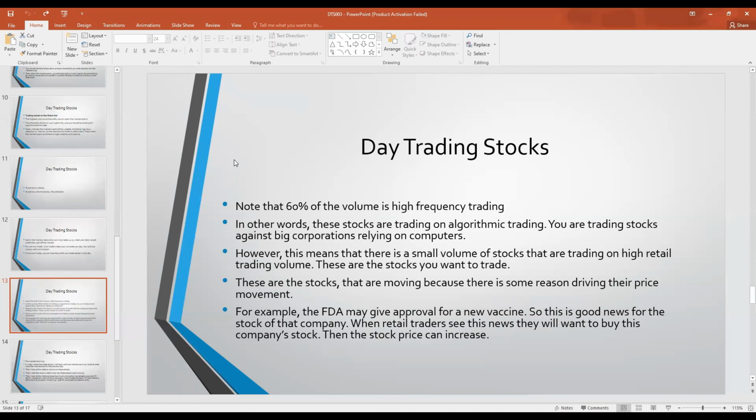These are stocks that are moving because there's some reason driving their price action. There's some fundamental reason regarding the demand and supply why the stock prices are going up or going down. For example, the FDA, the Food and Drug Administration, may give approval for a new vaccine. This is good news for the stock of a company. So when the retail traders see this news, they might want to buy this company's stock. This can cause the price of the relevant company's stock to increase. Of course, it will be a drugs company that will be affected by this kind of news.